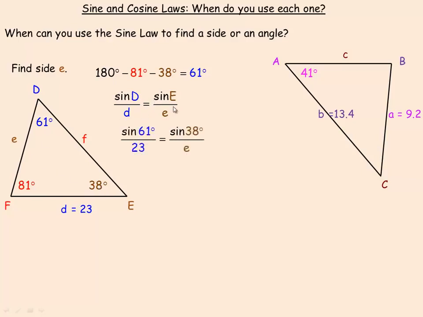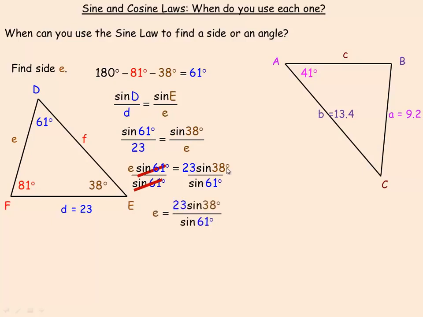So if we fill in all the values here, angle E is 38, angle D is 61, and side D is 23. A lot of people call this cross multiplying. E times the sine of 61 is equal to the product of 23 and the sine of 38. I want to isolate the little e, so I would divide out the sine of 61. And so here's the calculation to find E: it's 23 sine 38 over the sine of 61.